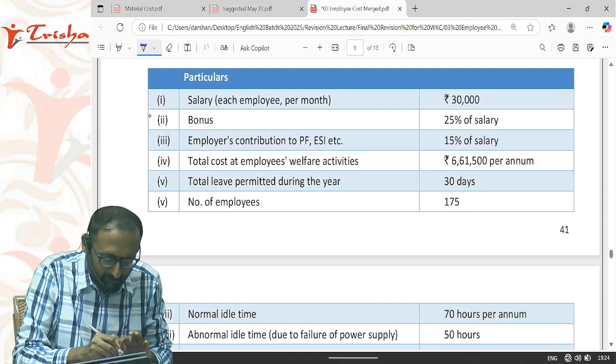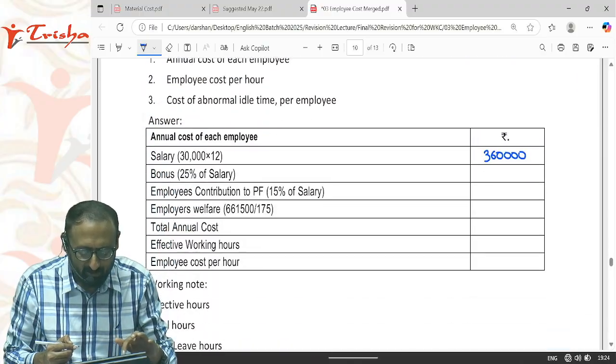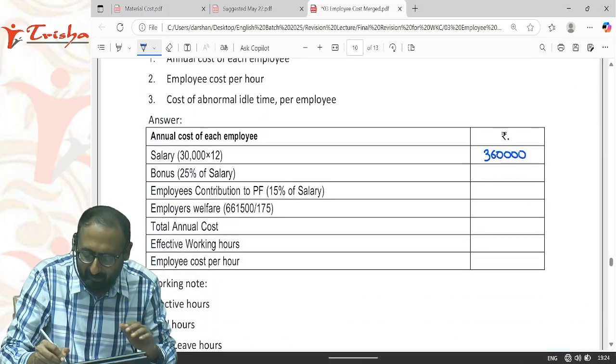Next one. Bonus, 25% of the salary. Yes, so 25% of 3,60,000. Is it 90,000?